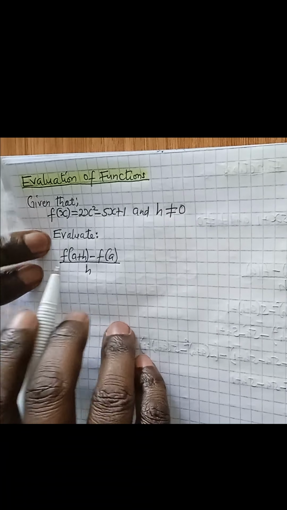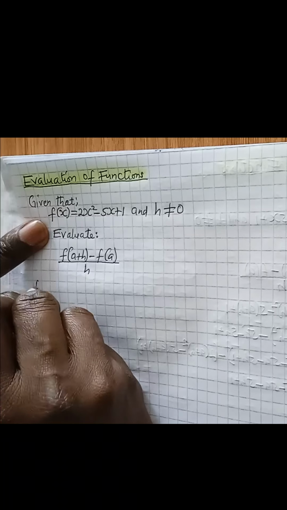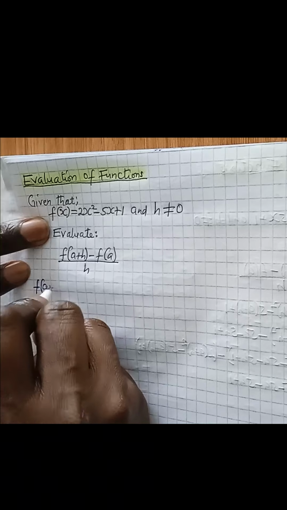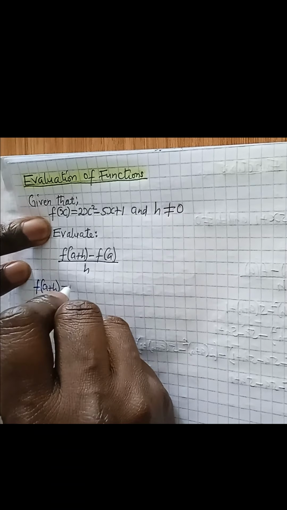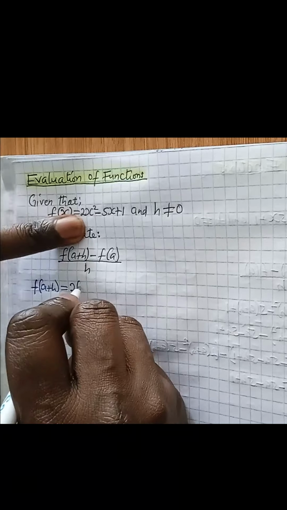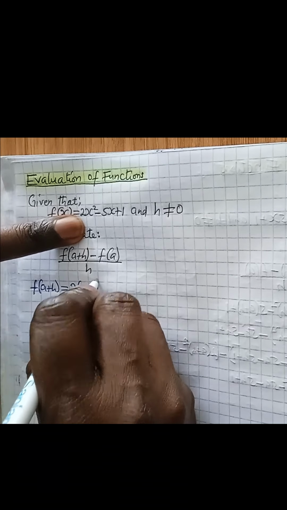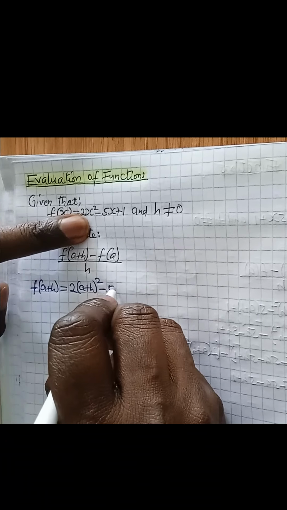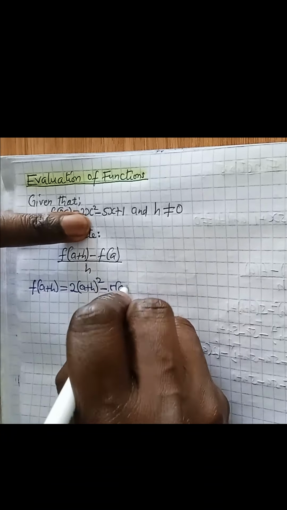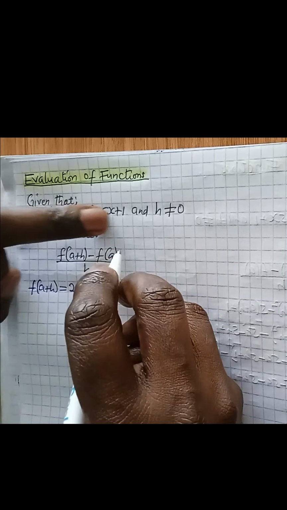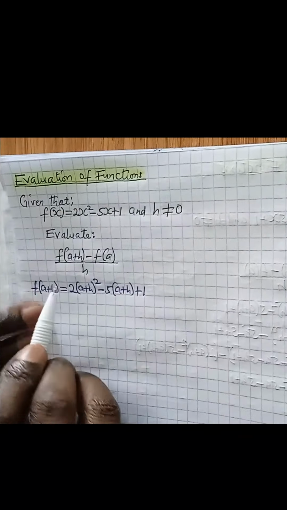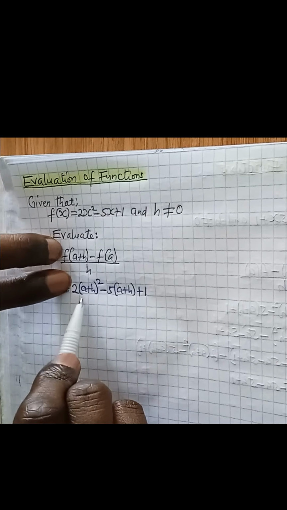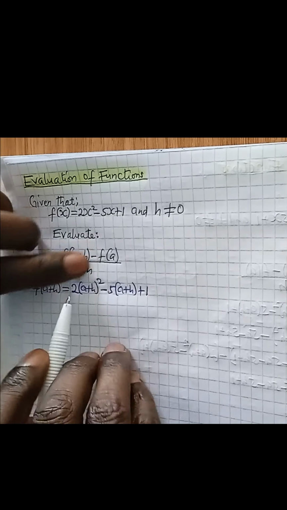So for the first case, it's going to be function of a plus h, which is equal to 2, we replace again, a plus h, squared because x is squared there, minus 5, we do replacement with a plus h, then we just say plus 1 as we show here. So we've already dealt with this one. Let's come and now expand this particular thing here before we come to subtract the other one.